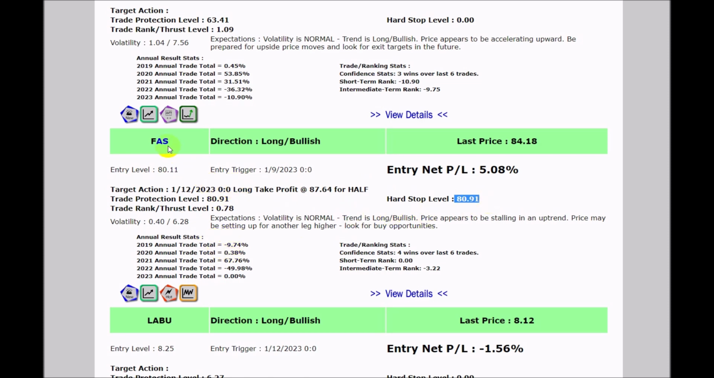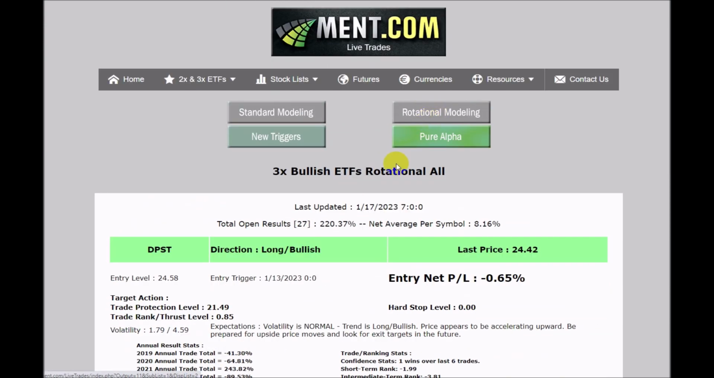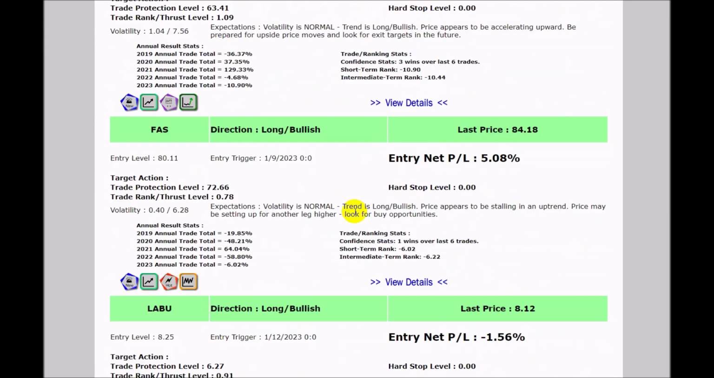Now, you can see FAS has been quite a bit mixed. It made a little money, lost a little money, made a little money, lost a little money, and so far this year it's been fairly mixed. But what I wanted to highlight here was the pure alpha trades. So you can also click on essentially standard modeling, look through the whole list, rotational modeling, look through the whole list. You can see everything here listed.